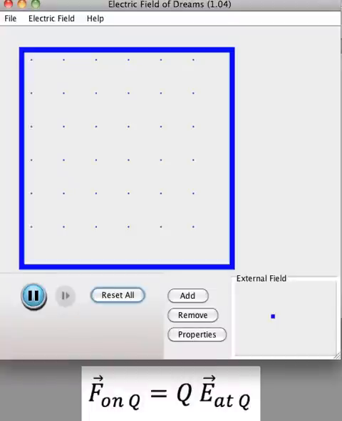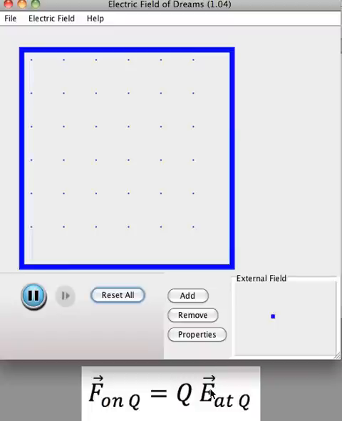So we've talked about forces, we talked about electrical charges, we talked about the electric fields that the electrical charges produce. So now we can put them all together. The equation down here shows you the force on a charge, this is charge Q, in an electric field that Q happens to feel. In other words, the electric field at charge Q.